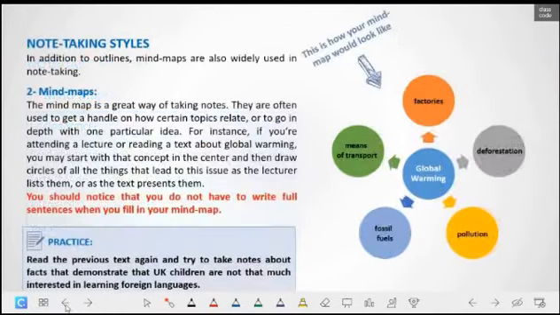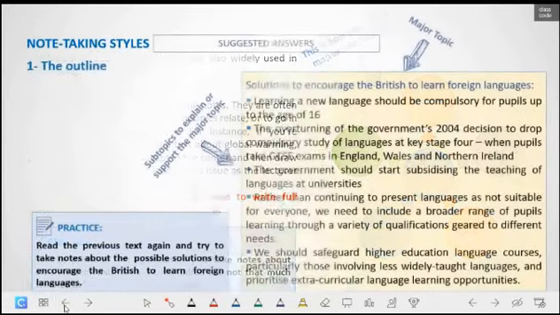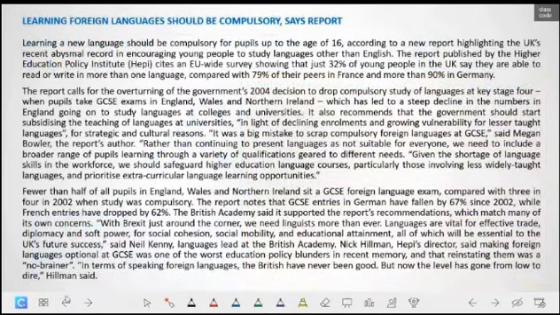We need to go back. So again, read the text again and try to find the causes for the UK children not being interested in learning a foreign language, and use the mind map. You have the major topic in the middle, which is UK children not being interested in learning a foreign language, and then you have the causes around the main topic.